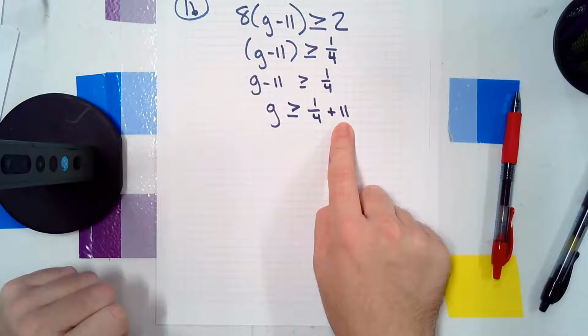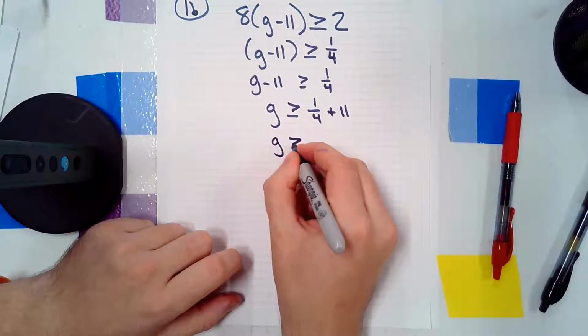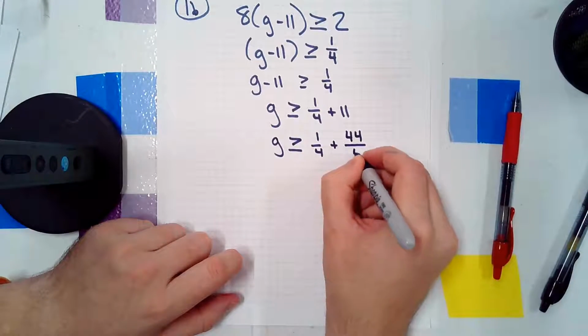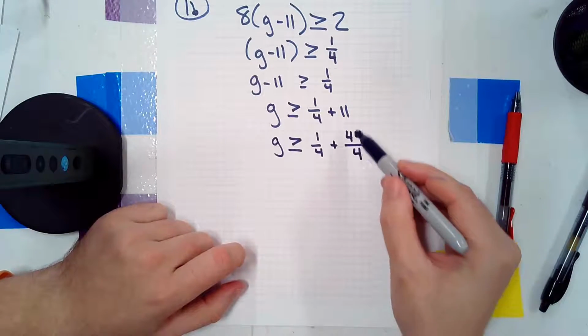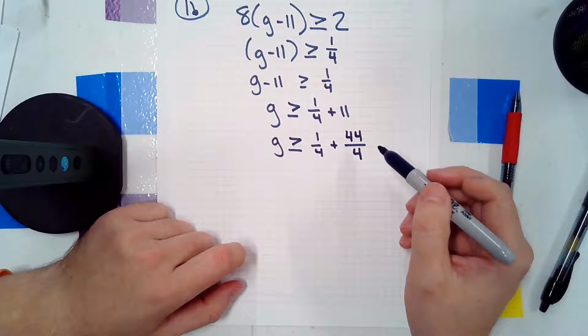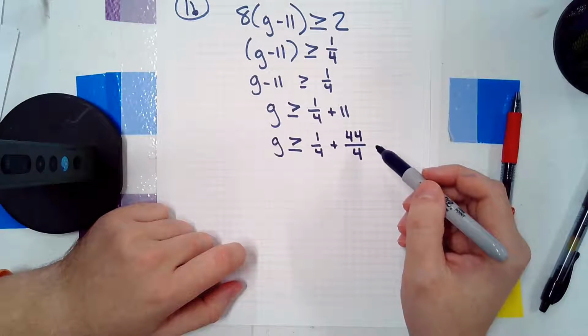Not 33. How many quarters? 44. Check it out. I'm going to write it: a quarter plus 44 quarters. Now, check it out. Division and fractions are the same thing. Is 44 divided by 4 11? So we didn't change the problem. We just looked at it a different way. That's all.